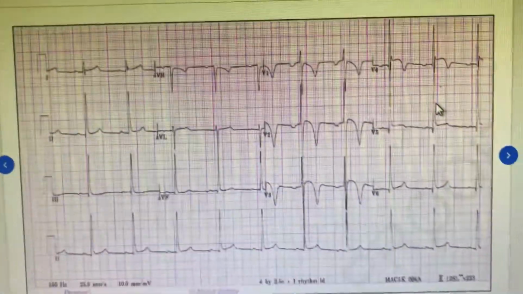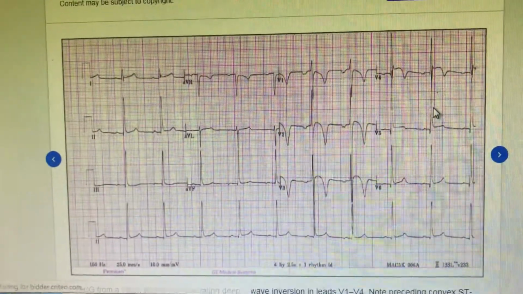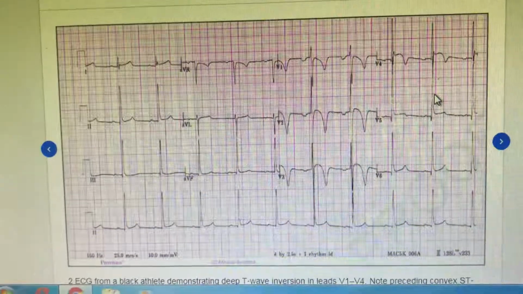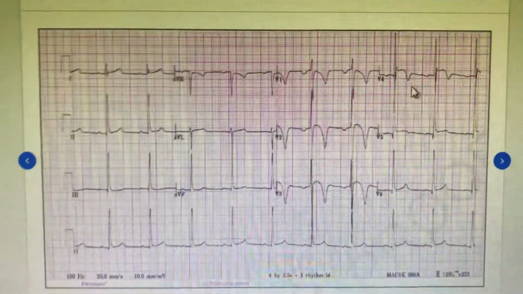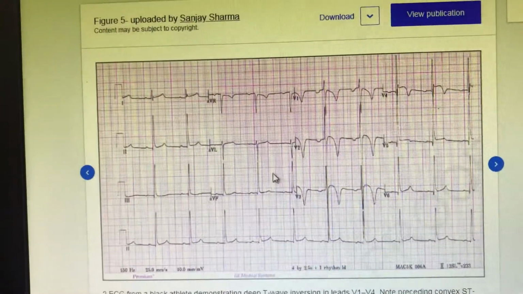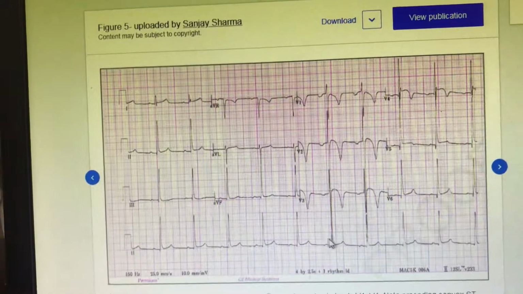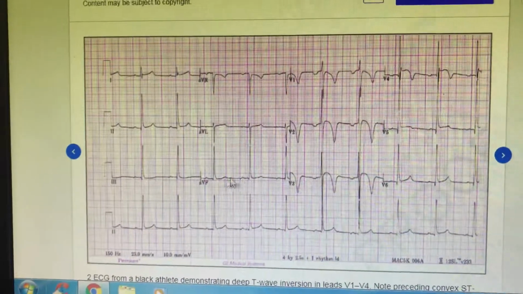Okay, this is another ECG of deep T wave inversions in the anterior leads and biphasic T wave inversion in V4 and V5. You can see that there is a biphasic T wave inversion in V4 and V5. But here you can see that some other clues are there to tell that something else is going on other than just Wellens syndrome. There is no Wellens syndrome actually.